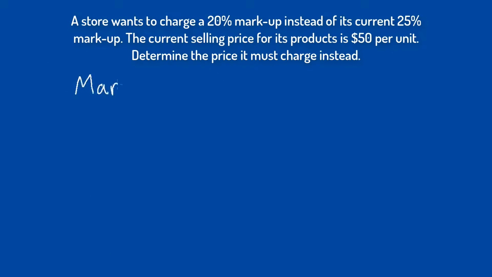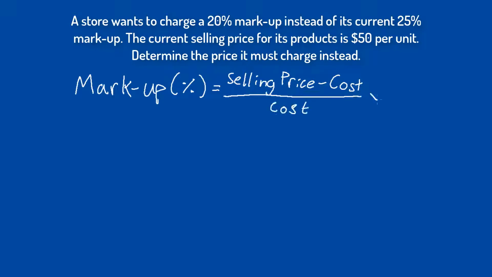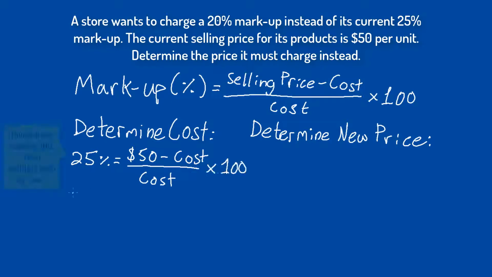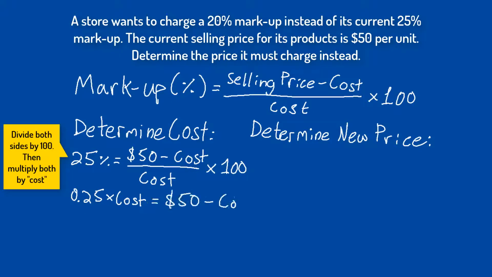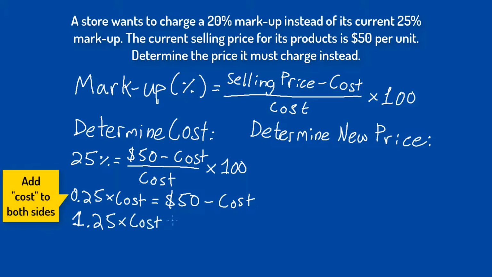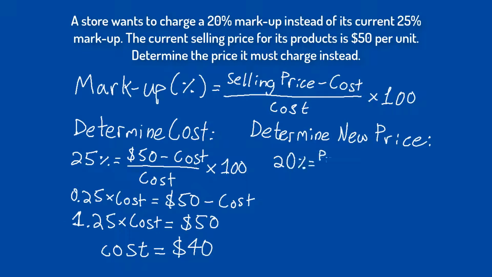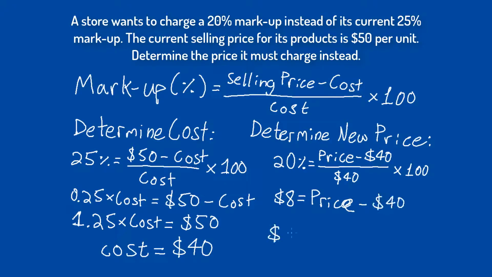To solve this example, we will need to use the following formula. For the markup ratio, we must first determine the cost, and then we can determine the new price. By plugging in the current 25% markup and $50 selling price, we can isolate for the cost in this example, which is $40. To determine the new price, we will once again use this formula, but instead use the new markup of 20% and the cost that we determined of $40 to isolate for the ideal price of $48.